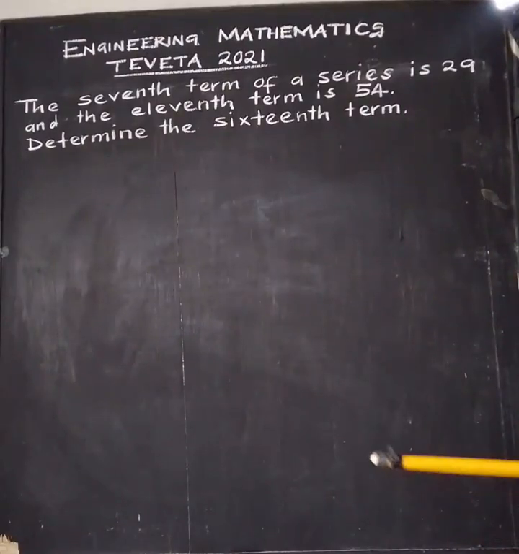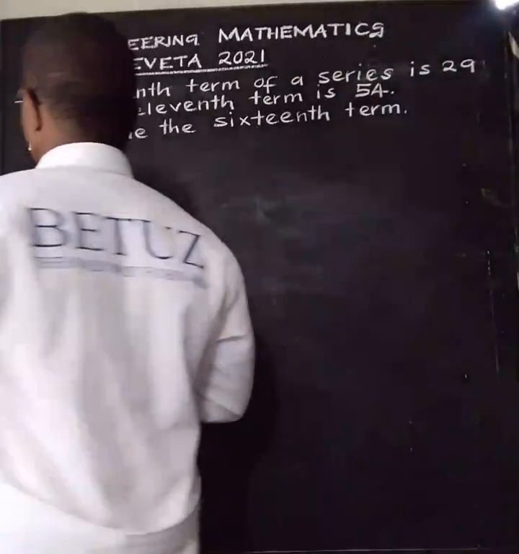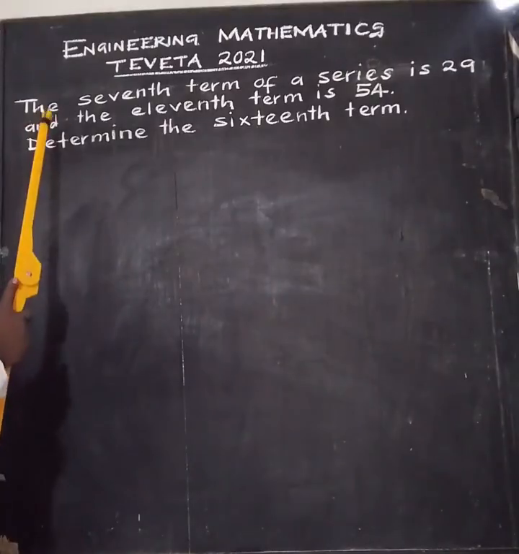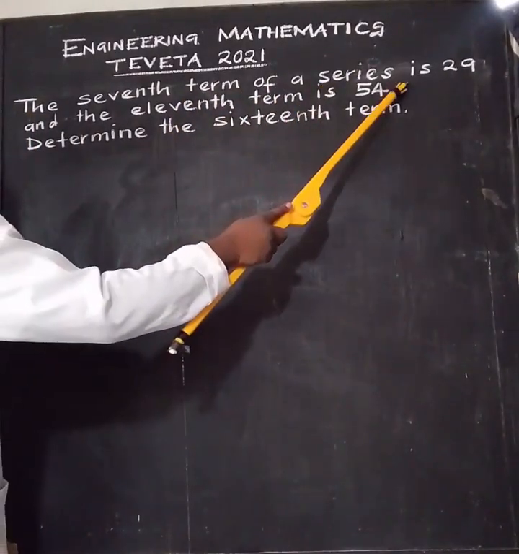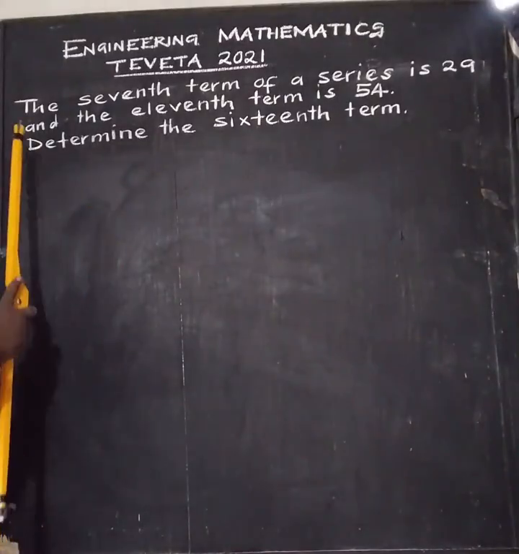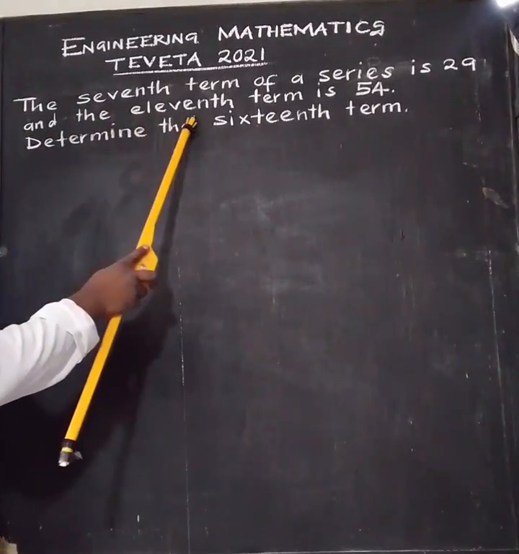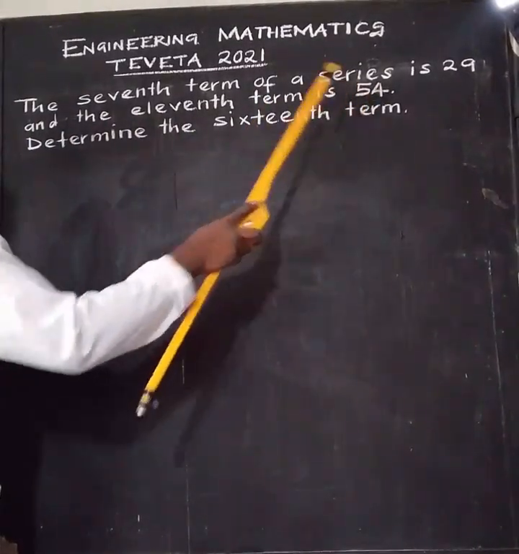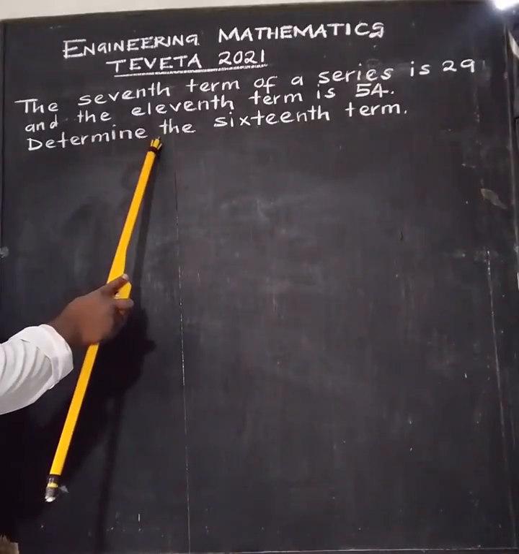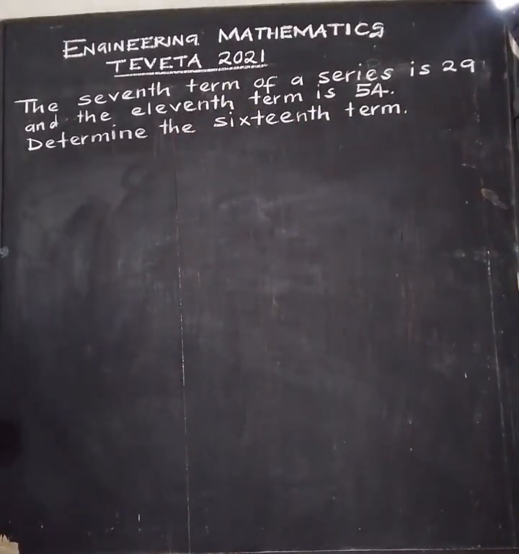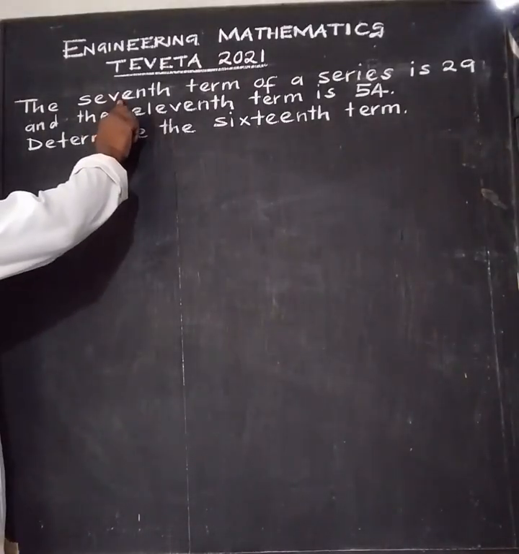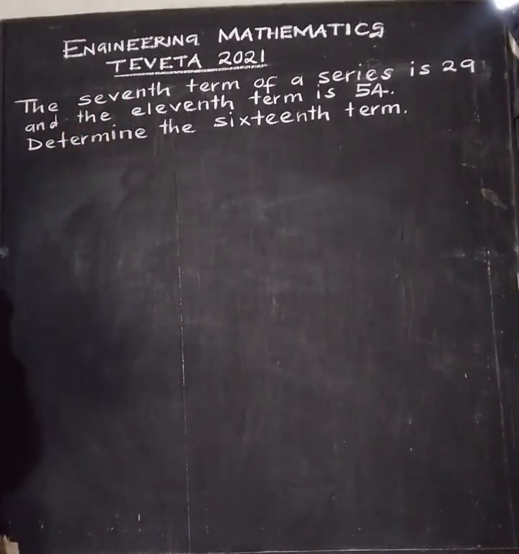Okay, so guys, let's look at this other question. The question is saying the seventh term of a series is 29 and the 11th term is 54. Determine the 16th term. So they want us to find the 16th term, where we have been given the 7th term and the 11th term.